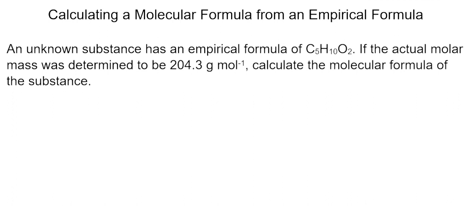If you'd like to see where that came from, in a previous video, we found that from percent composition information in another example. So what we have to do here, because we are given a molar mass of 204.3 grams per mole, is, in order to calculate the molecular formula, we have a couple steps. The first thing we need to do is a division. We're going to take the actual molar mass as provided here, and we're going to divide that actual molar mass by the empirical molar mass.